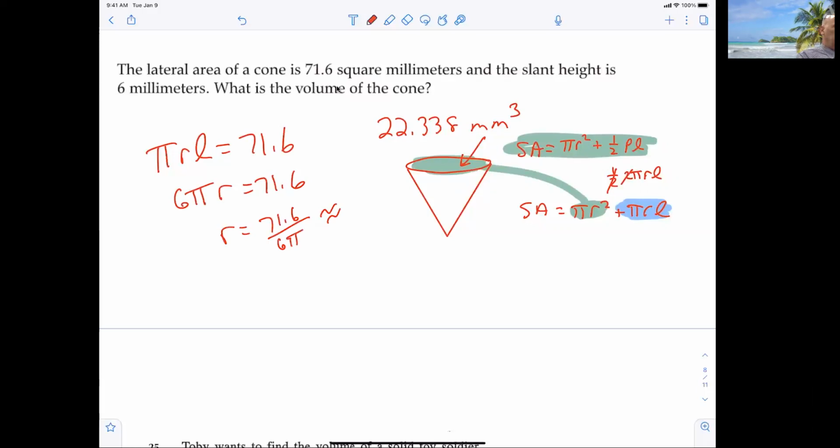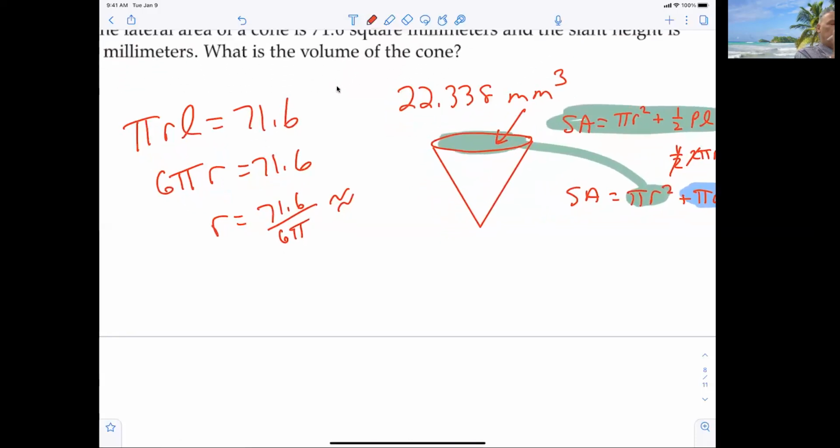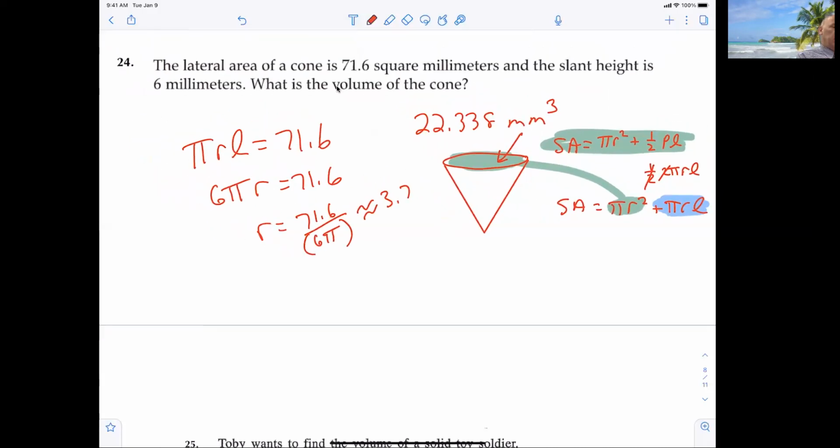No. The reason I'm asking is, does everybody understand that if you do 71.6 divided by 6 pi on the calculator, that's the wrong answer? You have to do 71.6 divided by that whole quantity, or just do 71.6 divided by 6 divided by pi. Now what's the answer approximately? 3.7, blah, blah, blah. All right.